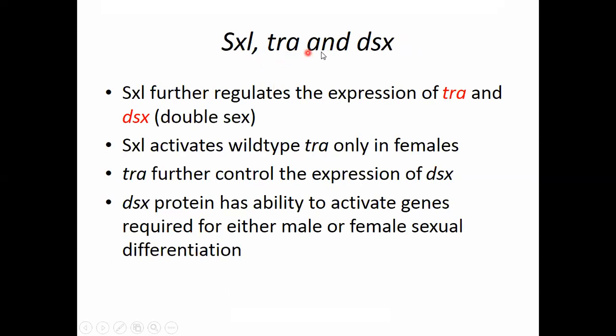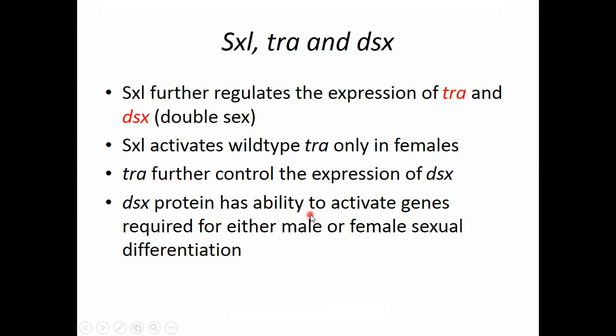Sex lethal, transformer, and the third gene is the double sex gene. These three genes are the most important regarding the sex determination of Drosophila. The sex lethal gene, which is a master switch gene, further regulates the expression of the transformer and double sex genes. When the sex lethal gene is activated, it further activates the wild type transformer only in females. Transformer further controls the expression of double sex.